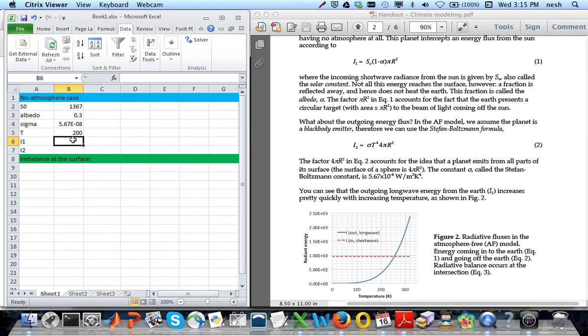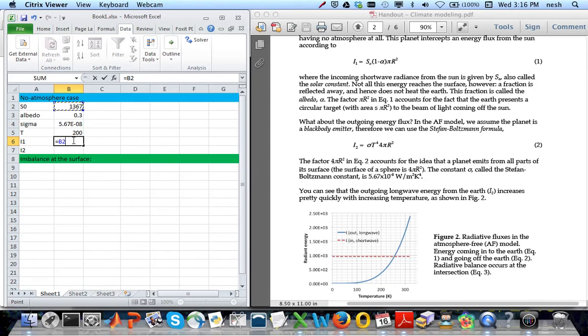And the way you enter formulas in Excel, because this is going to depend on these other variables, is you have to start off with an equal sign. So I'm going to say equals S naught. Now there's my box for S naught. I've already got it entered. So all you have to do in Excel is click on that field, and you see it says B2. That will enter 1367 when it goes to calculate this.